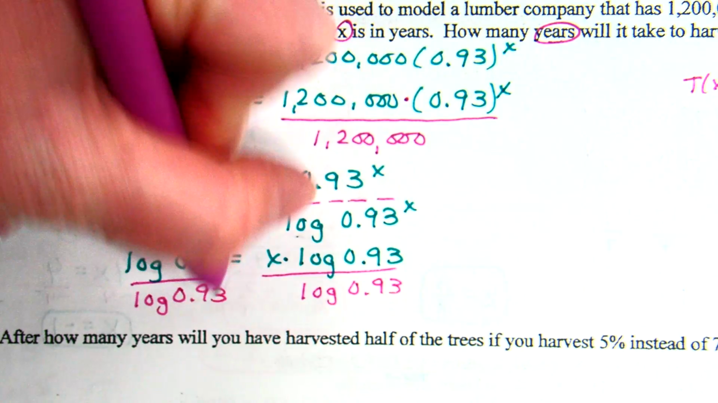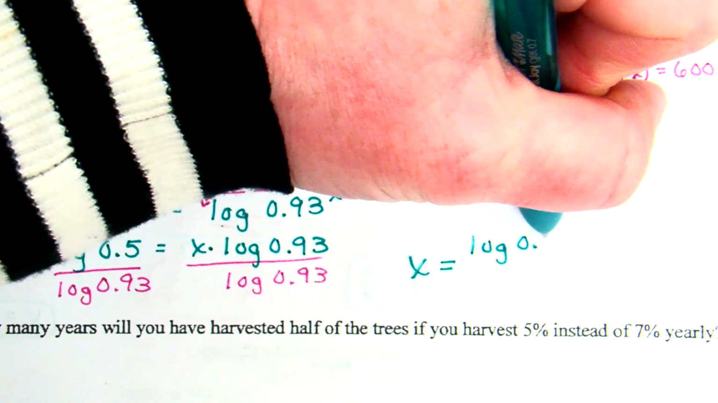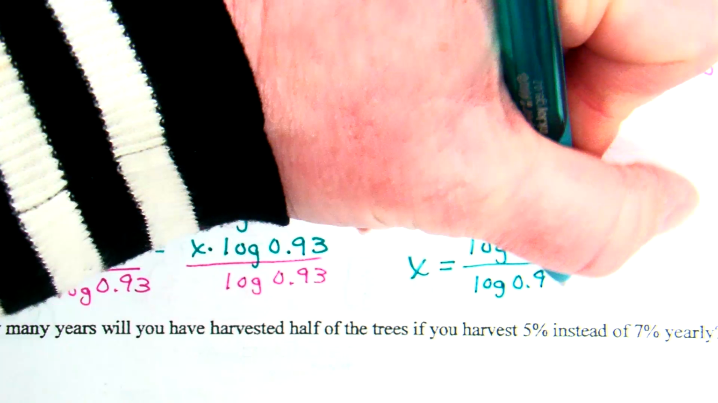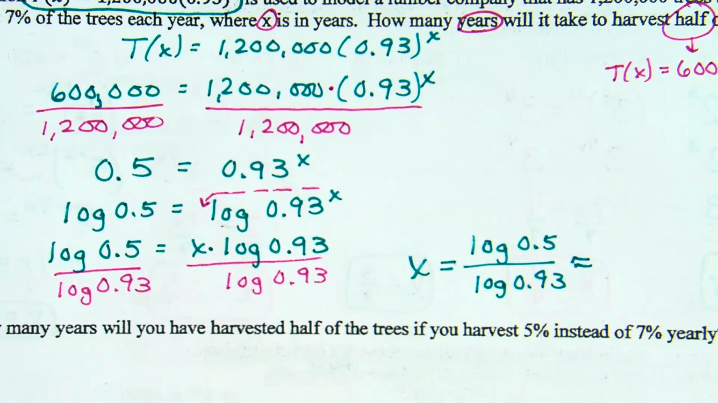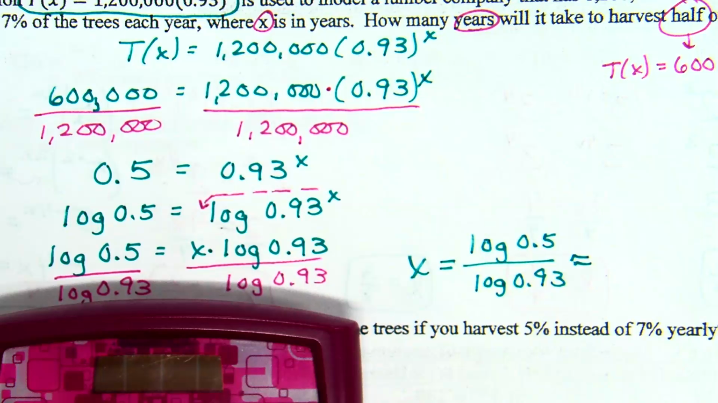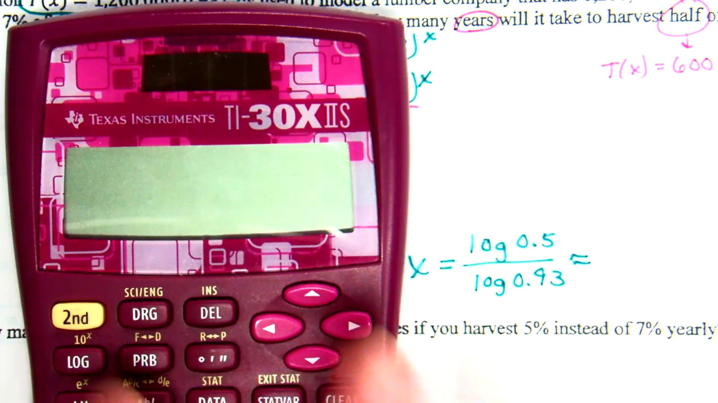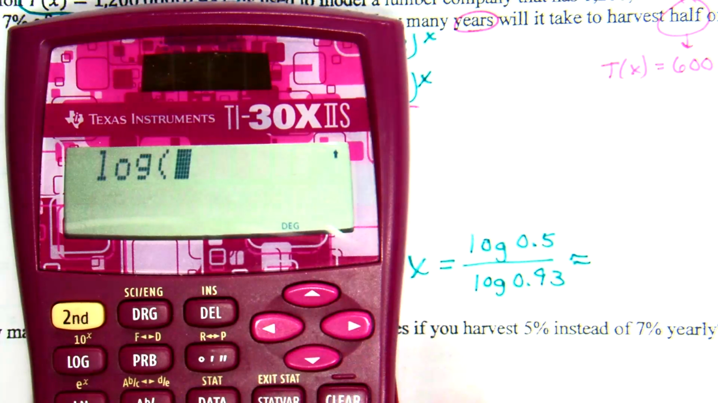So, my answer requires the use of a calculator. It's going to be whatever you get when you plug in log of 0.5 divided by log of 0.93. Practice with your calculator as always. Helps if my calculator's on. Log of 0.5 divided by log of 0.93.